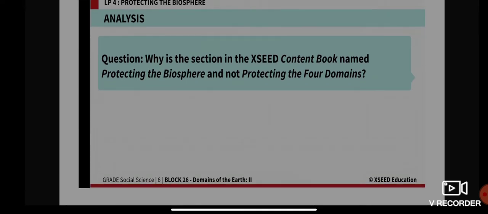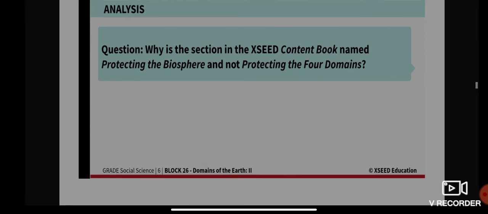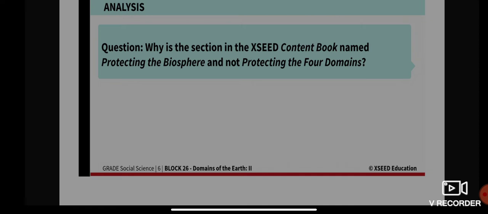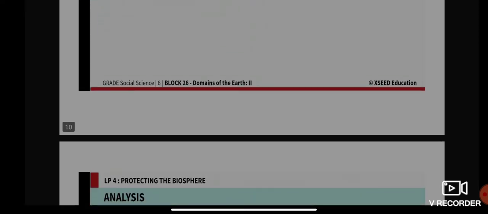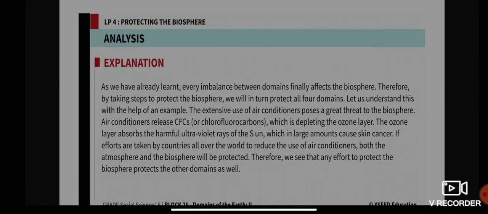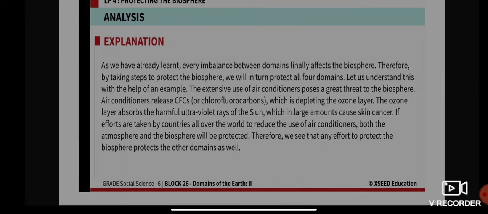Why is the section in the exit content book named Protecting the Biosphere and not Protecting the Four Domains? There is a reason behind it. As we have already learned, every imbalance between domains finally affects the biosphere. Yes or no? Therefore, by taking steps to protect the biosphere, we will in turn protect all four domains.